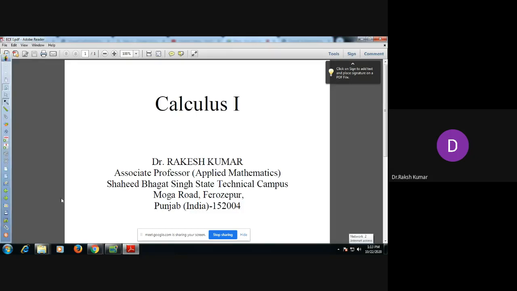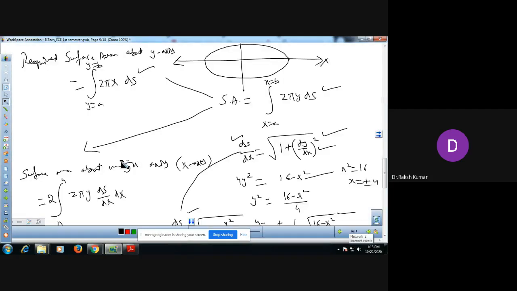So let us continue our topic. We have to do the questions related to surface area for parametric equations. How to find the surface area for the parametric equations of the revolution of a solid about any axis, whether x-axis or y-axis. This is what we have to do in today's class. Let us continue.